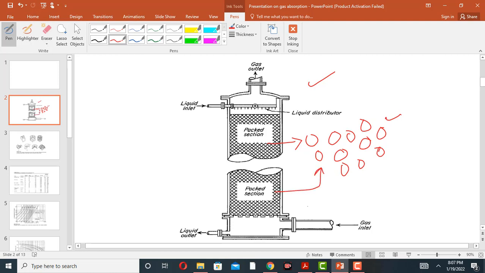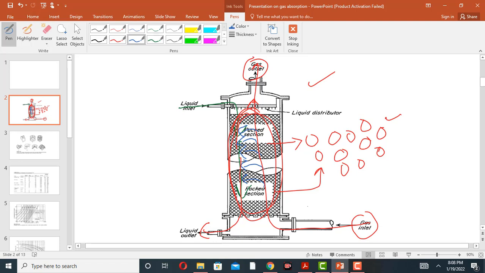In the packed bed tower, the liquid is coming from the top, and the gas is coming from the bottom. This is the gas outlet, and this is the liquid outlet. Here, the gas and liquid contact each other, and the component is transferred from the gas to the liquid.